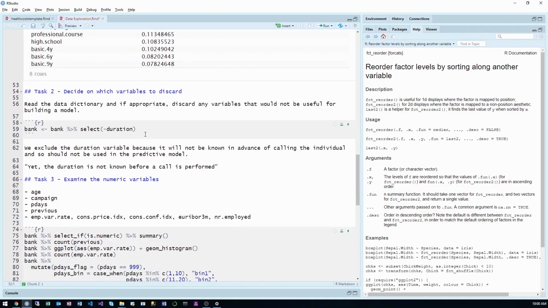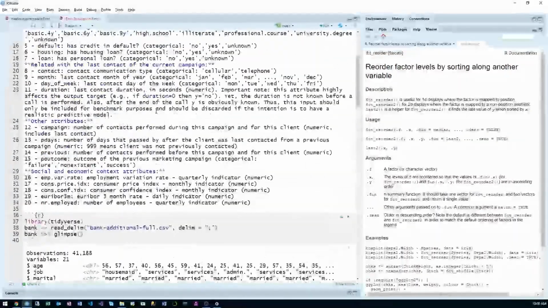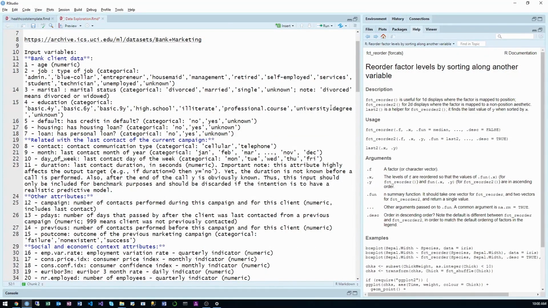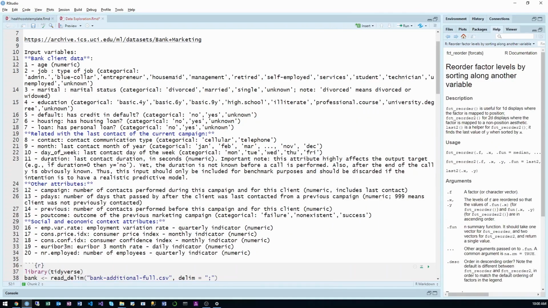Task 2, decide on which variables to discard. Read the data dictionary and, if appropriate, discard any variables that would not be useful for building a predictive model. So basically, this is asking you to read everything in the data dictionary. You may notice the duration field. This is the last contact duration in seconds. An important note, this attribute highly affects the output target. For example, if duration is equal to 0, then the target is equal to no. Yet the duration is not known before a call is performed.